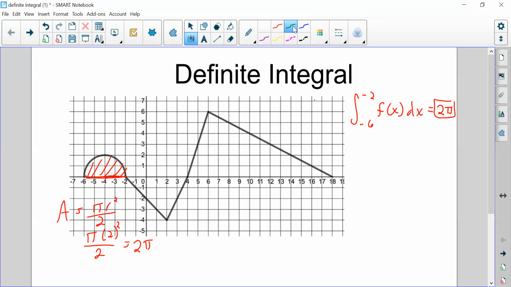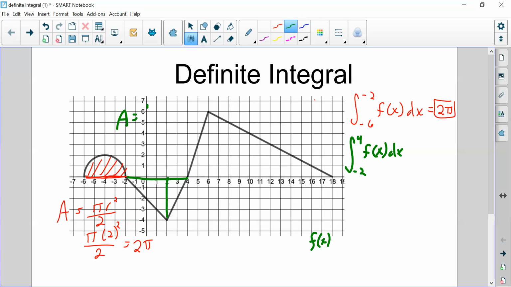All right, you try this one. Can you figure out the integral from -2 to 4 of f of x dx? I guess I should mark on this. This is the graph of f of x. Okay, how'd you get that? The base is 6, between -2 and 4, and it's down 4, so 6 times 4 divided by 2, and negative.